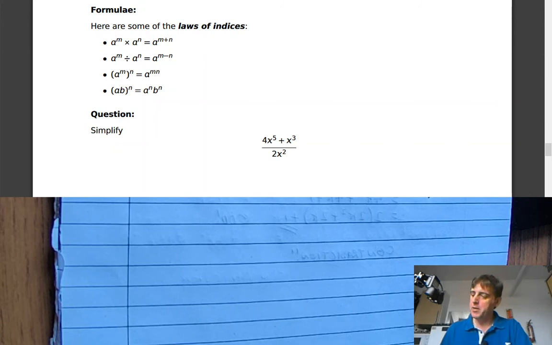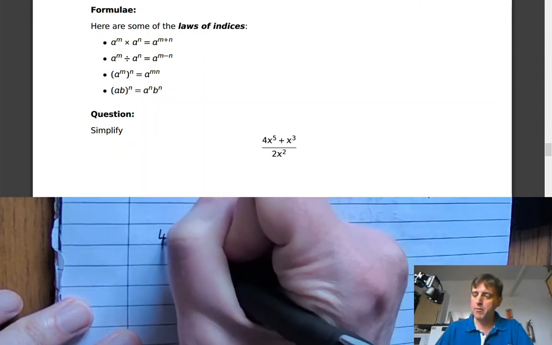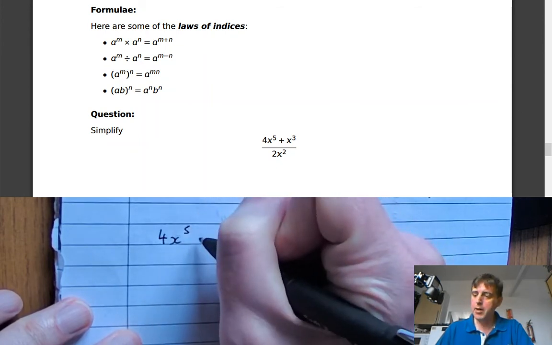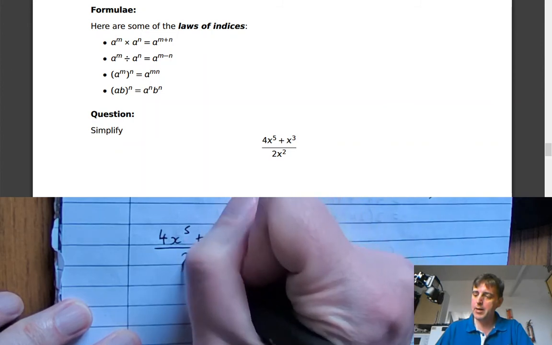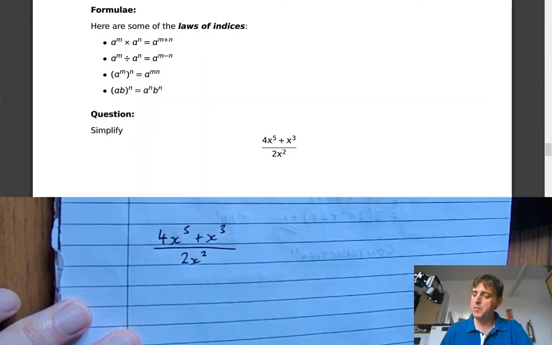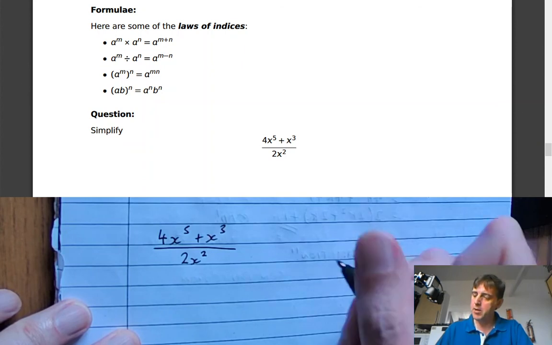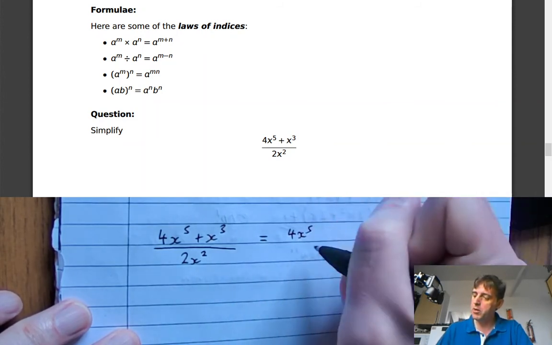So how did you get on with this one? Let's see if we can quickly work through the answer here together. So we've got 4x to the 5 plus x cubed, which is all being divided by 2x squared here. We've been asked to simplify this, and the first thing I think we need to do is just recognize that with an algebraic fraction like this, we can split it into two separate fractions with the same denominator. So let me show you what I mean here.